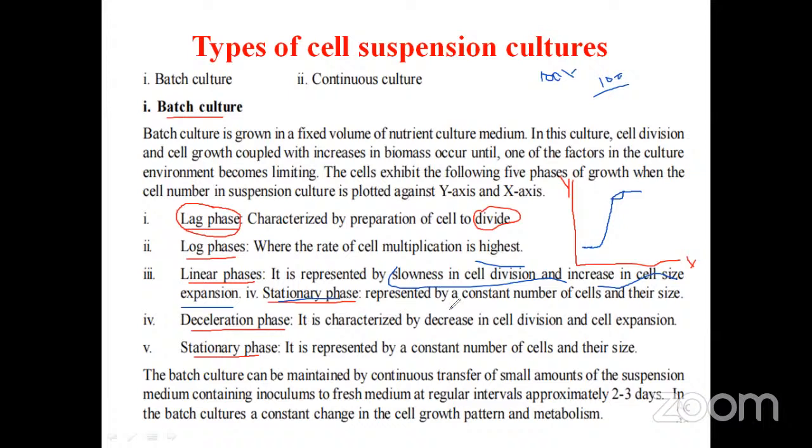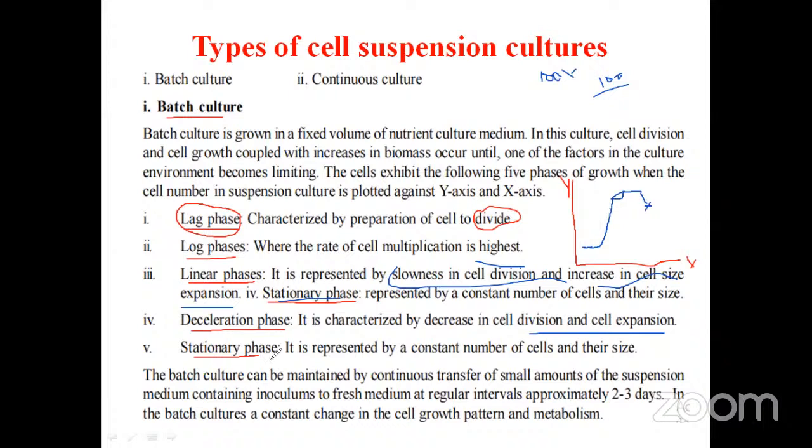The decline phase is characterized by a decrease in cell division and cell expansion. Decrease in cell division, cell expansion, decrease here. Finally, the death phase: after stationary, the death phase. This is the end. The death phase comes finally after the stationary phase.